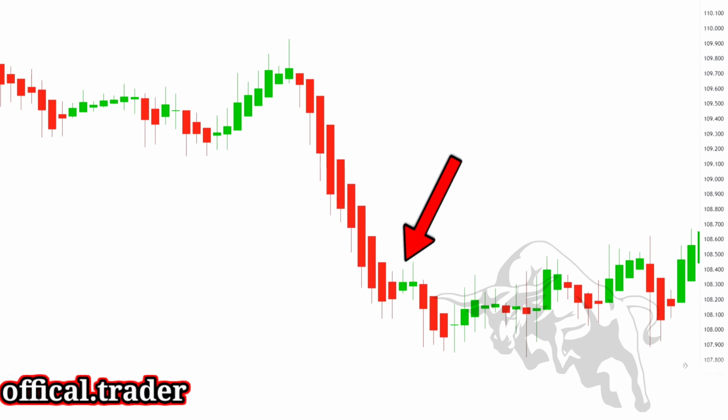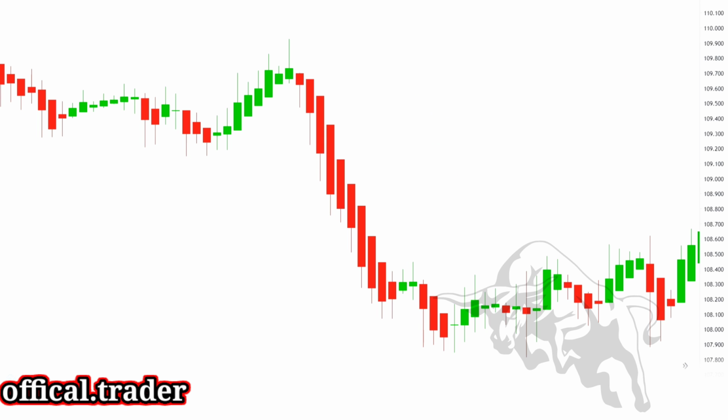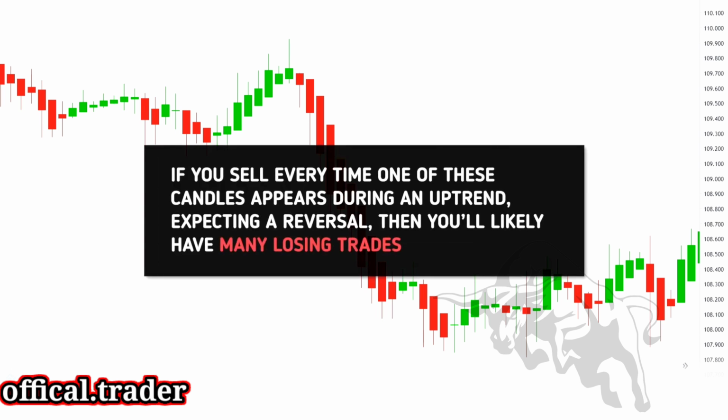If we see one of these candles during an uptrend or downtrend, then this indicates indecision in the market. However, it's important to note that this is definitely not a sign of a guaranteed reversal. If you sell every time one of these candles appears during an uptrend expecting a reversal, then you'll likely have many losing trades. It's quite common to see a strong uptrend, a small pause, and then a continuation of that uptrend.